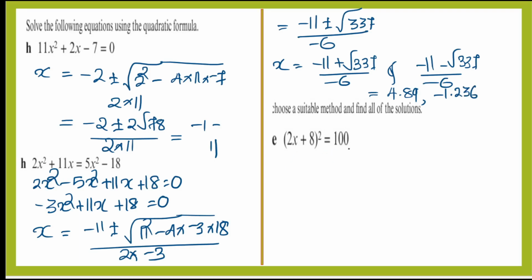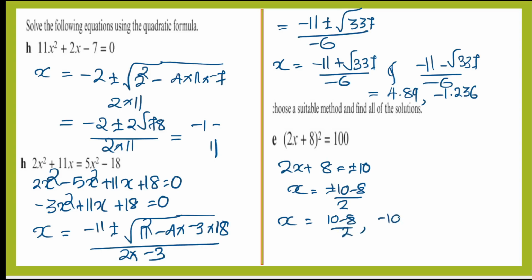Let (x plus 8) the whole square be equal to 100. By taking square roots on both sides, x plus 8 is equal to plus or minus 10. That's x equal to plus or minus 10 minus 8. That's x equal to 10 minus 8, and minus 10 minus 8. That's x equal to 2 and x equal to minus 18 are two solutions of the equation.